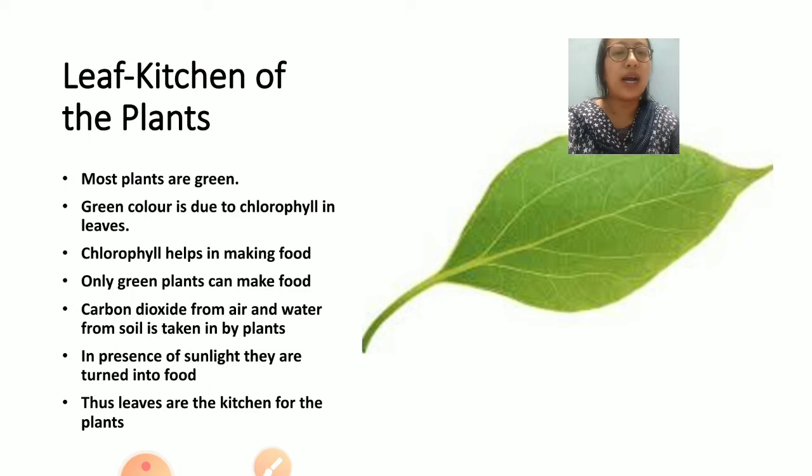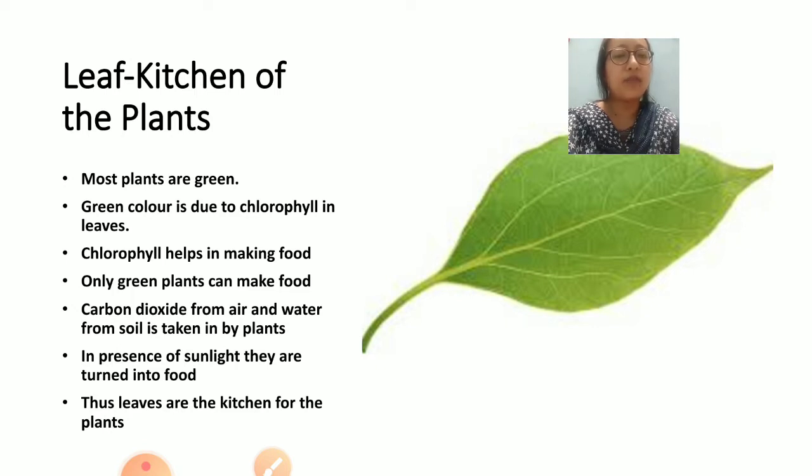Plants, as you all know, are green in color, and that green color is due to chlorophyll in the leaves. This chlorophyll is the one that helps the plants to make food. So what we understand is that only green plants can make food, because the green plant is green because of chlorophyll, and the chlorophyll is the one that helps in making food, right? So only green plants can make food.